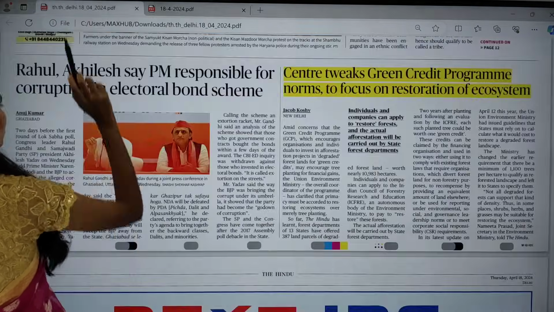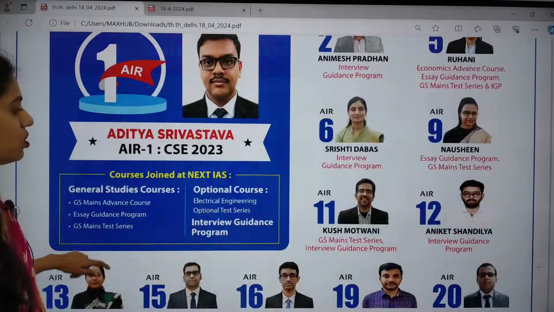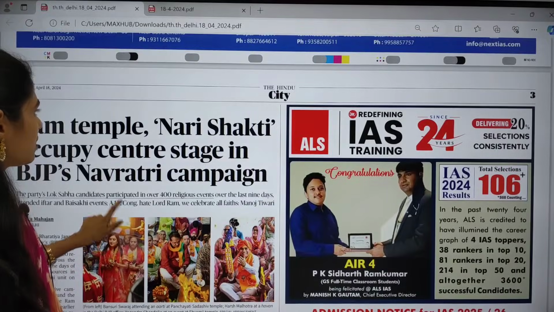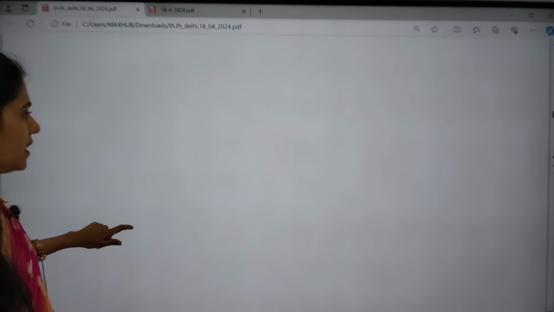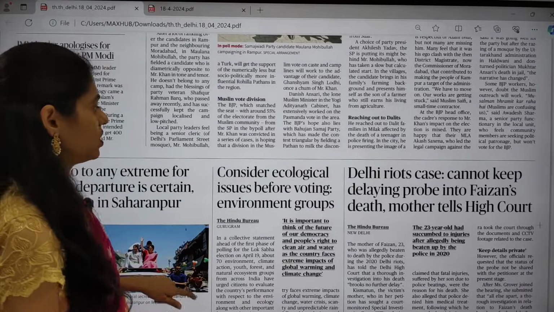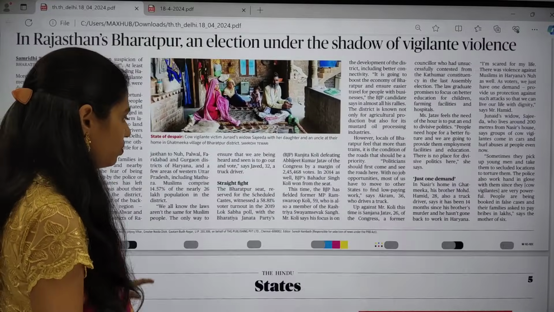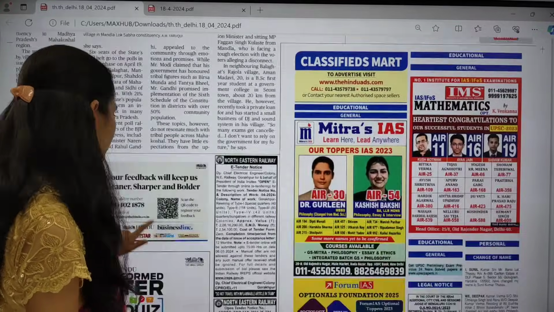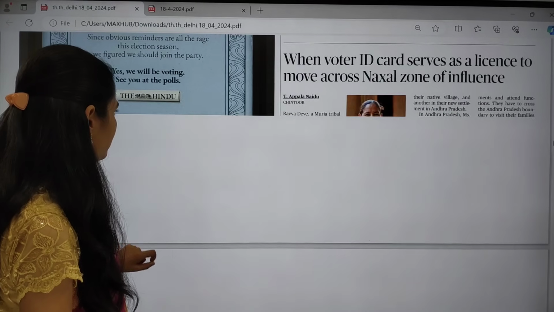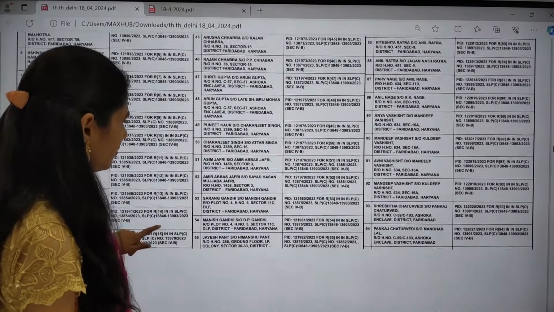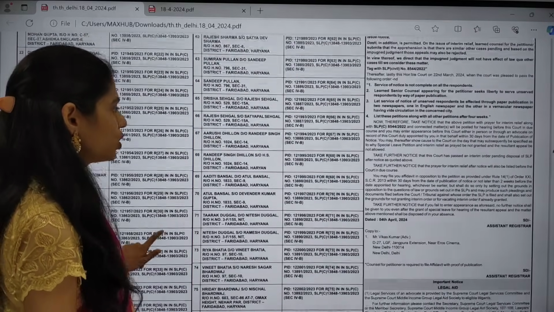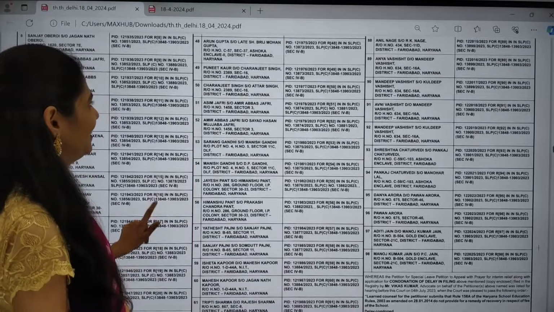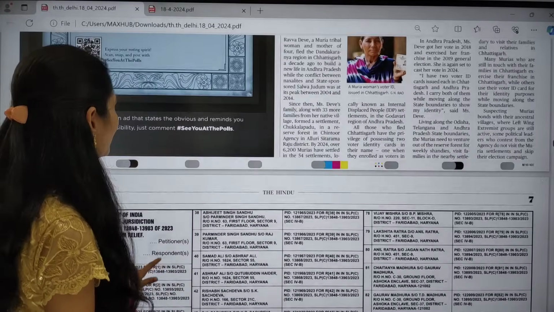And now let us move on to our next article. Yes, in this states page I found one article which is relevant from our examination point of view. We are going to see that for sure. Mostly you can see advertisements in this Hindu newspaper. Nowadays the Hindu newspaper has become more commercial. Okay, I will show you that article.